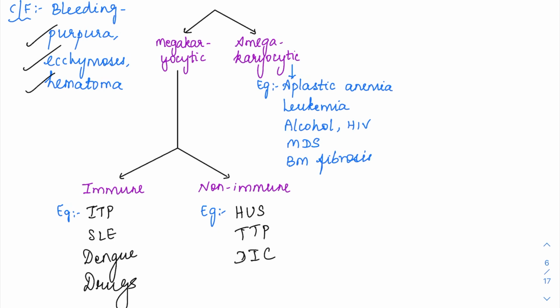The stem cells are going to be affected. In case of aplastic anemia, all the stem cells are being affected. So all the lineages, RBC precursors, WBC precursors, and the platelet precursors, all of them are going to be deficient. Aplastic anemia is an example of that.